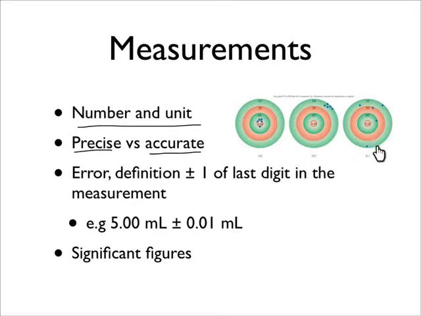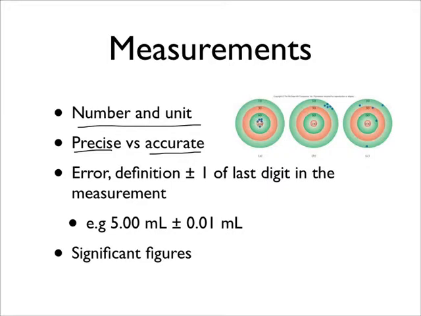And then finally, we have a whole bunch of randomly scattered dots. So none of them are near the bullseye and none of them are near each other. So in this case, we have poor precision and poor accuracy.